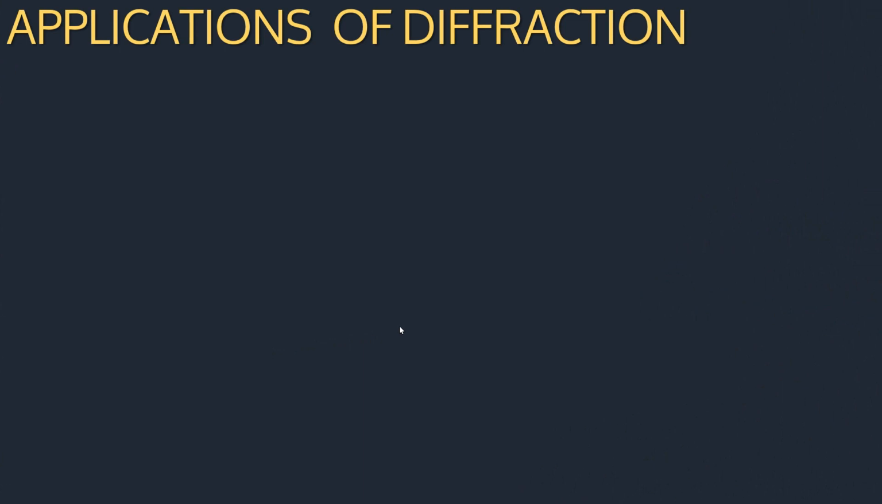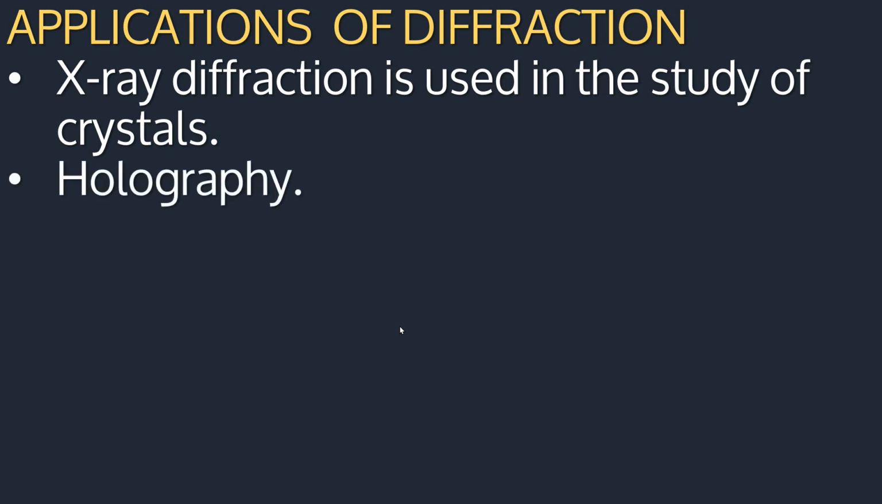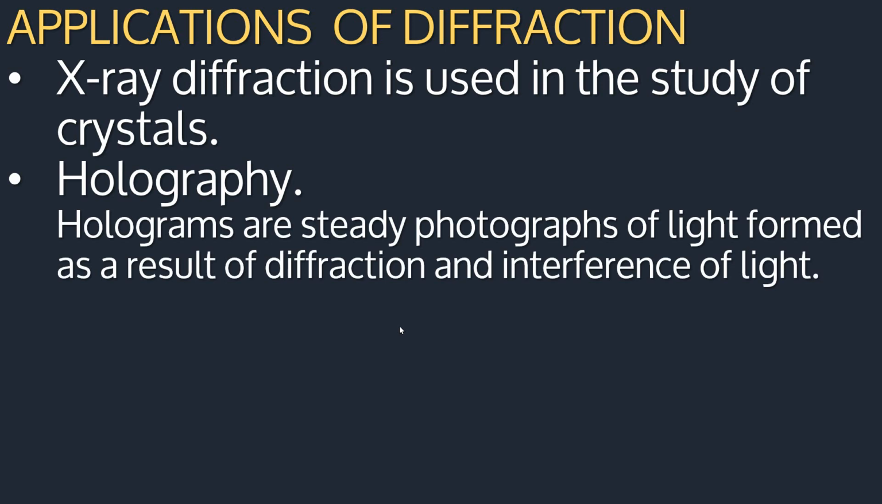So, applications of diffraction. Where is it used? We have what we call X-ray diffraction. It's used in the study of crystals. You'll find this in A-level, paper 1 of physics. We have holography, the making of holograms, those stationary images that are taken using this principle of diffraction. Holograms are steady photographs of light formed as a result of diffraction and interference of light.